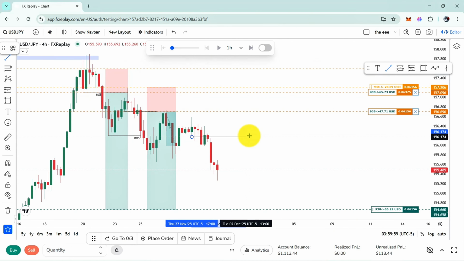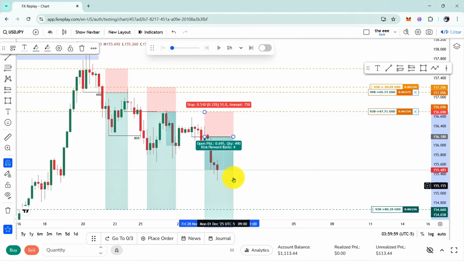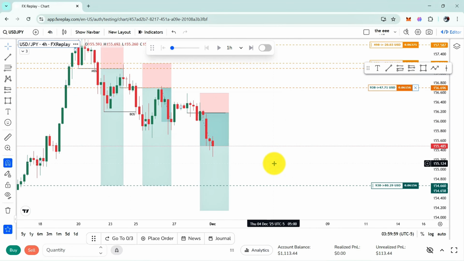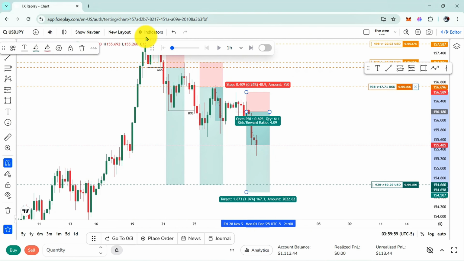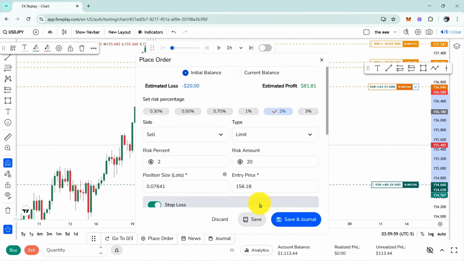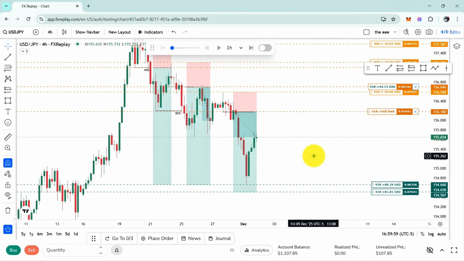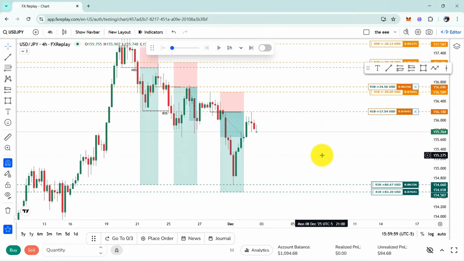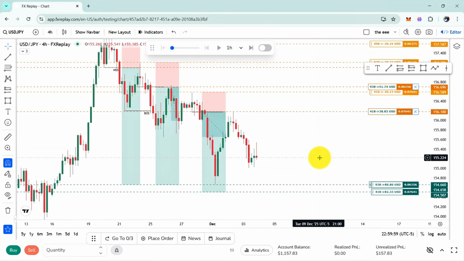In a situation like this, I'm going to be using the wick because we have more wick than body. So I can go again for another sell. My stop loss can be at this high here because I'm not expecting price to come back there. And let's put our take profit somewhere here. So let's place the order at 2%. Let's see if they will actually come back to where we placed that. Okay, yeah, we got tapped in. Let's see how this plays out.